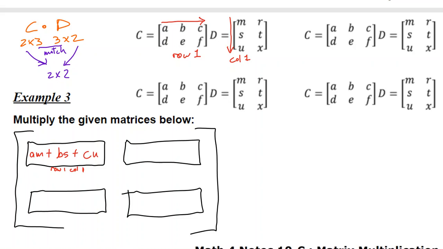Now, watch what happens when we move to our next entry, row 1, column 2. So I'm going to do row 1 here, but I'm going to do column 2 over here.